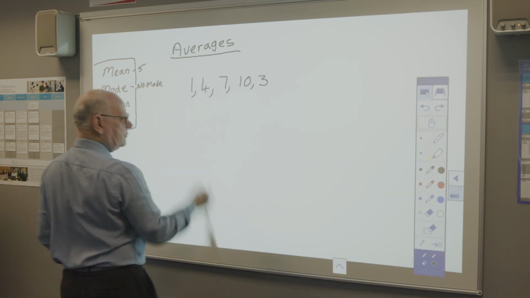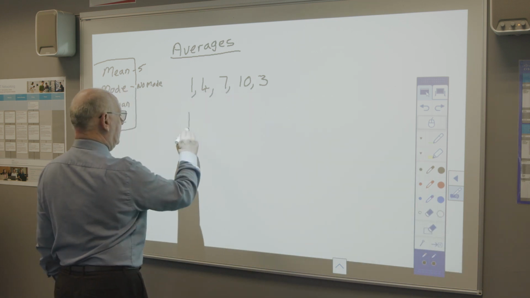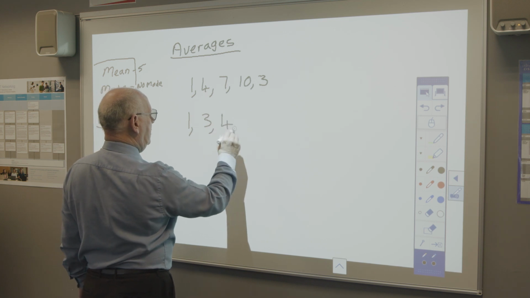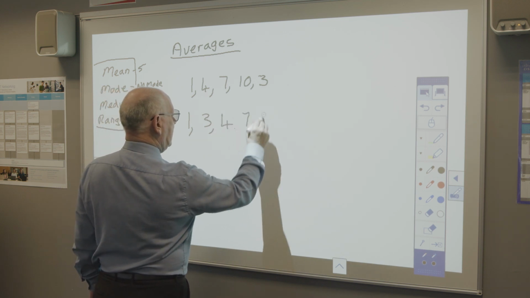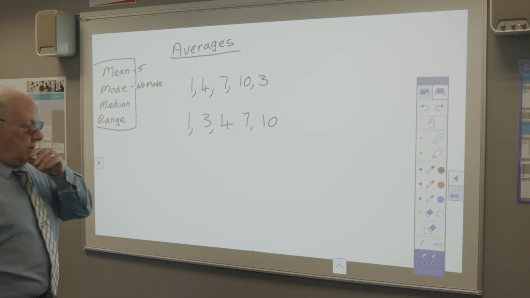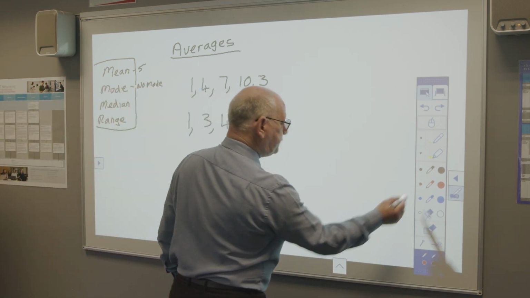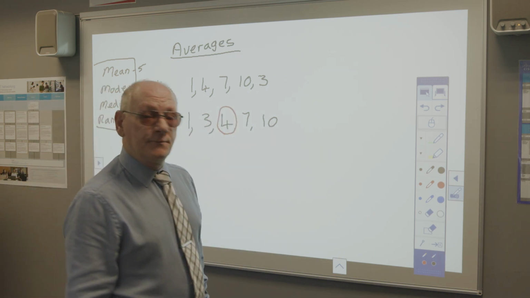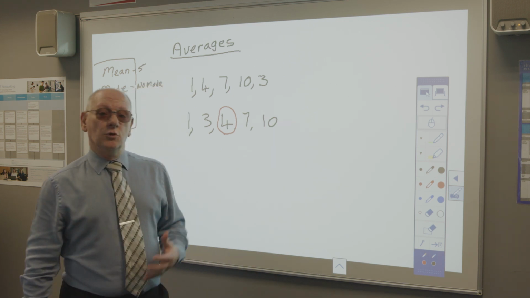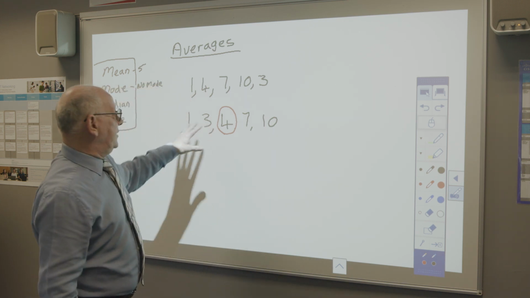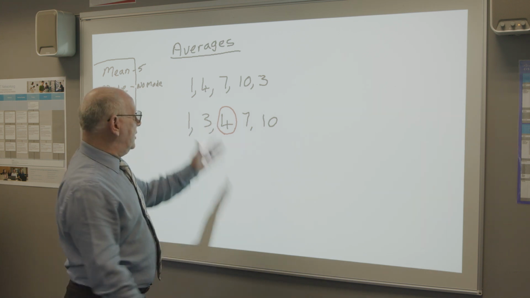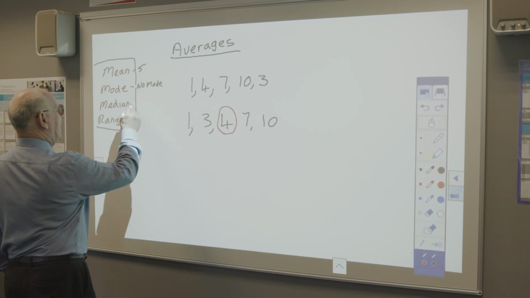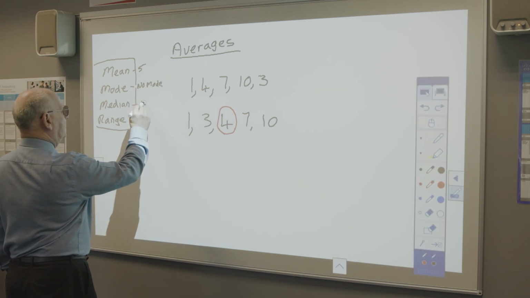So we've got a 1, a 3, a 4, 7 and 10. Now, to the sharp-eyed, 4 is the middle number, which is what the median is. It's the middle number of your list. And that's great, easy. We've got 5 numbers, the middle one is there, and we can say that the middle number, or the median, in our list is 4.